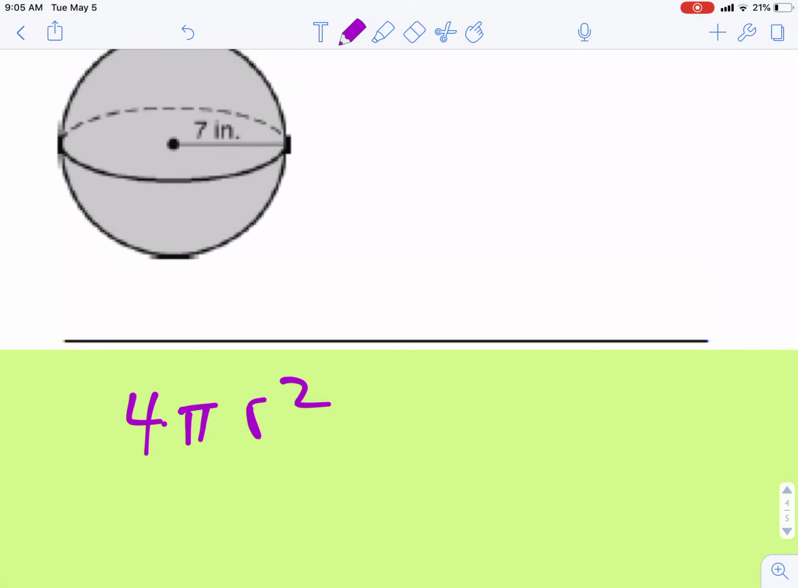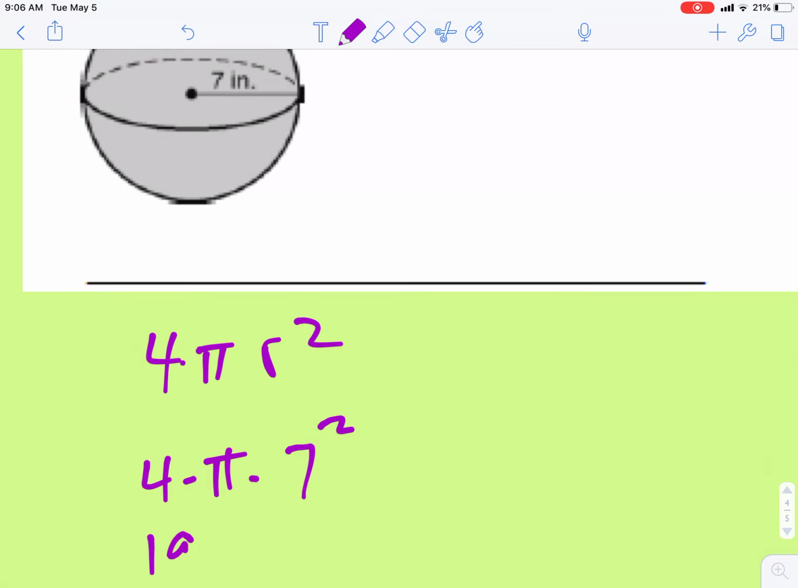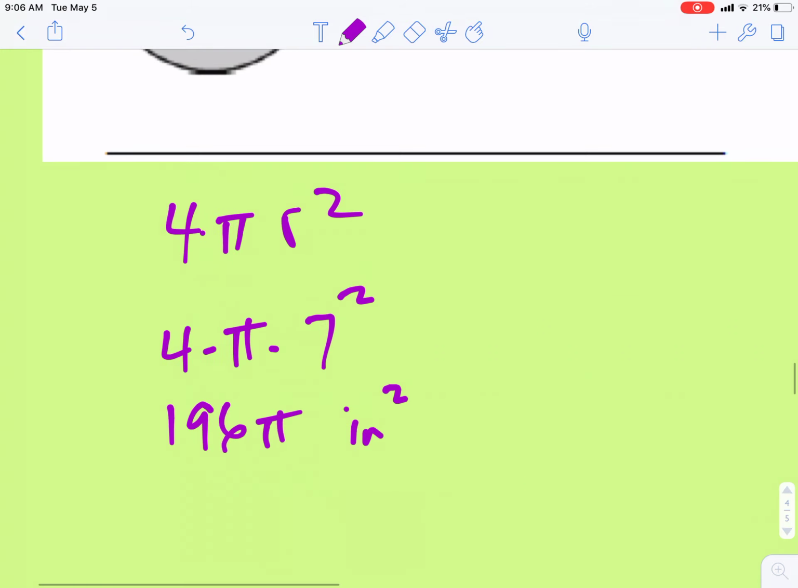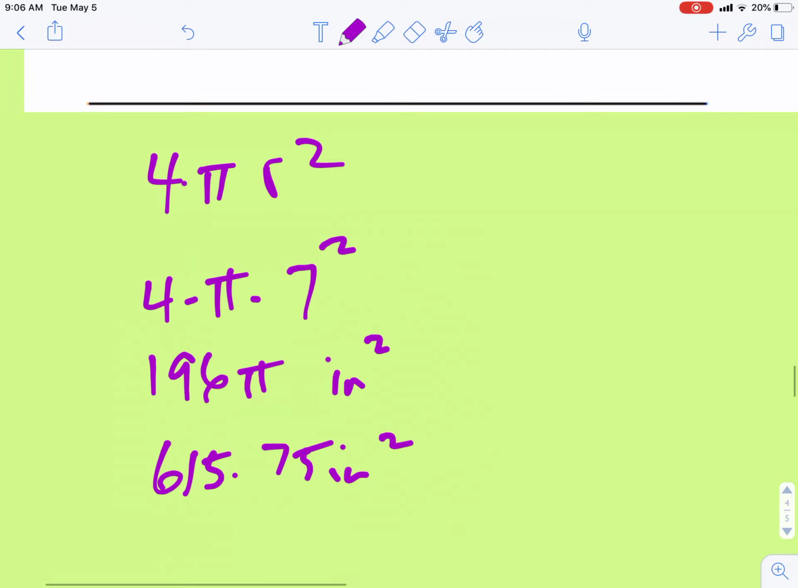So take the radius, plug it in. 4 times pi times 7 squared. 7 squared is 49 times 4, 196 pi inches. Now we're in surface area, talking about area, so it's going to be squared units now. 196 times pi is 615.7 or 7.5 if you want, doesn't matter, or round it to 0.8.